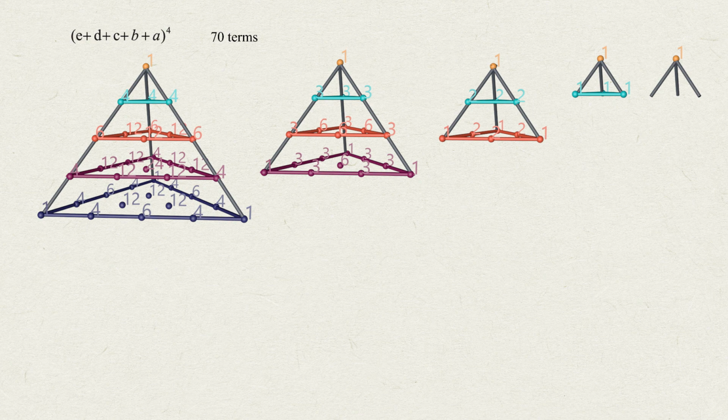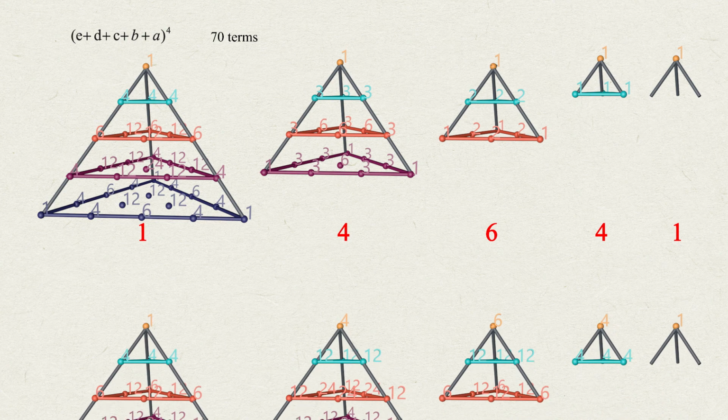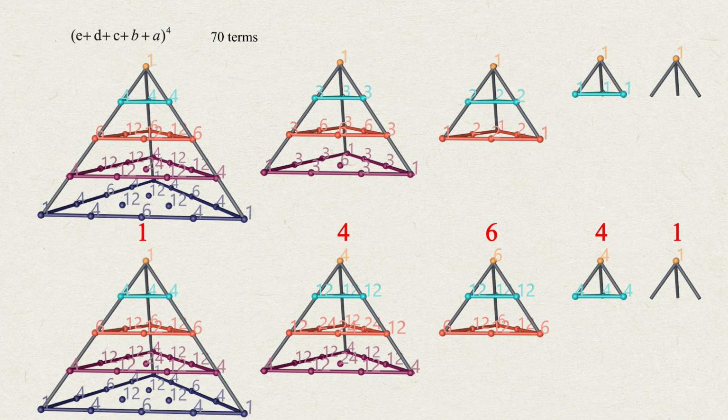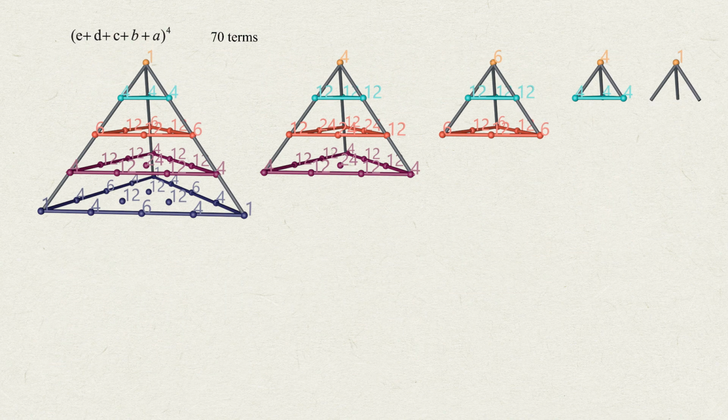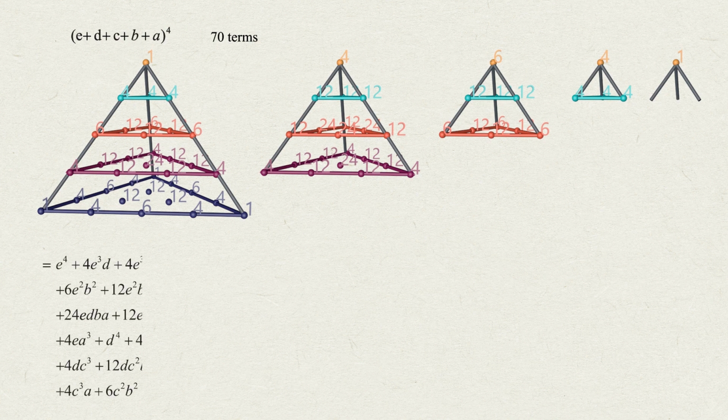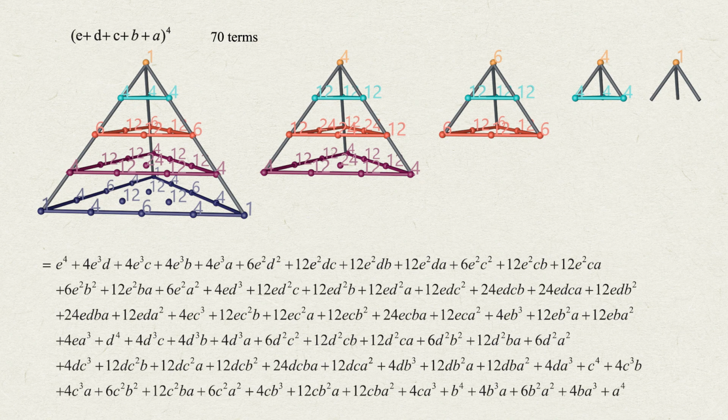However, we still need to make one more adjustment to create the proper coefficients for expanding a polynomial of 5 terms. What we will now do is again take row 4 from Pascal's triangle and lay it alongside this series of tetrahedrons. We will then multiply every value of each tetrahedron by the corresponding element from row 4 of Pascal's triangle. In doing so, we have created a new series of tetrahedrons still having 70 terms. This new series now has all the coefficients we need when expanding e plus d plus c plus b plus a to the 4th power.